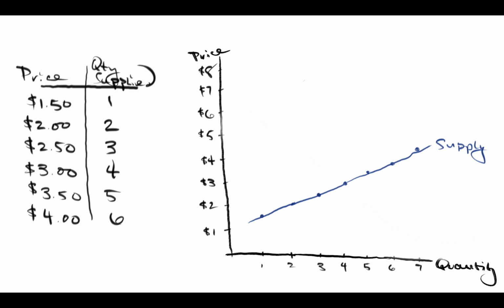Okay, this supply curve is super important in our graphs. The supply curve will always slope upward, and what we call the law of supply is that as the price of a good increases, sellers are willing to sell more, or as the price increases, quantity supplied increases.